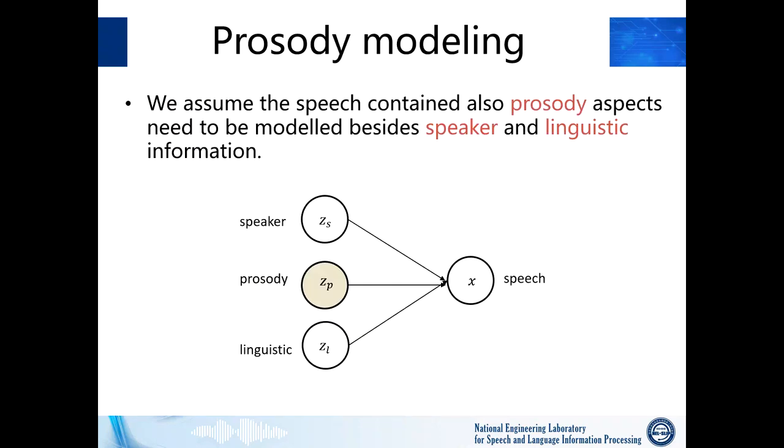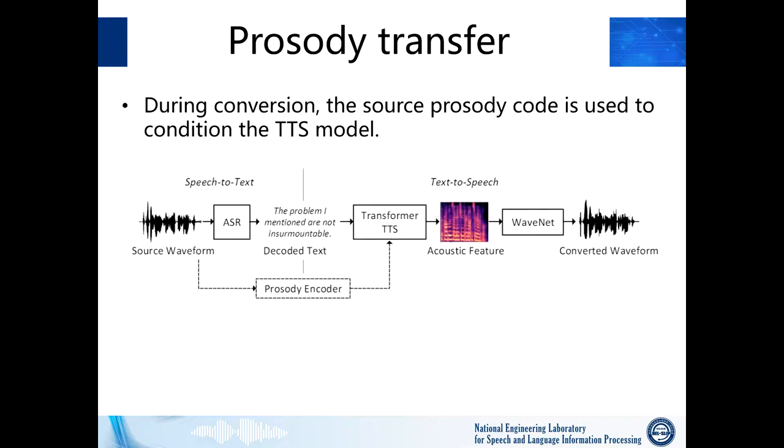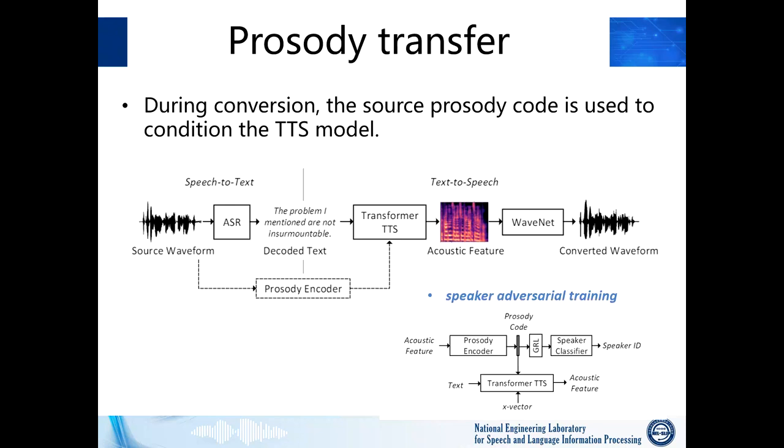Besides the speaker and linguistic information, we also introduce prosody. We assume the speech contains a prosody aspect, which needs to be modeled. Therefore, we introduce a prosody encoder to extract a prosody code. During the conversion, the prosody code is used to condition the Transformer TTS to transfer the prosody from the source speaker. Speaker adversarial learning is used to make sure the prosody code is speaker independent.